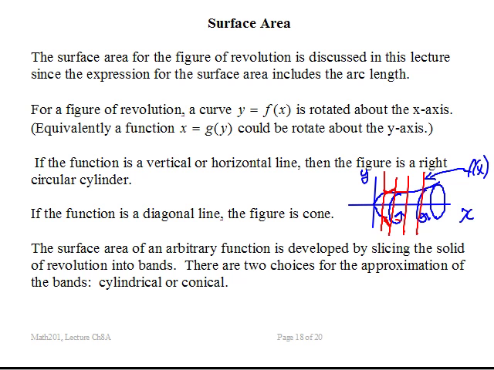It's an interesting result because you think the cylinder would give us fine results. It looks similar to something we've done in the past to calculate volumes. And the conical, well, that might be a little hard to calculate. It turns out that when you use the cylindrical approximation, it does not give the correct results. But the conical section does, and the conical bands will require using the arc length.